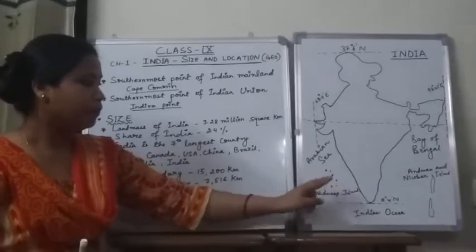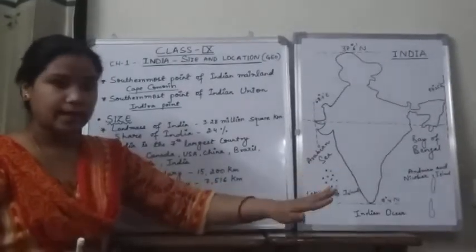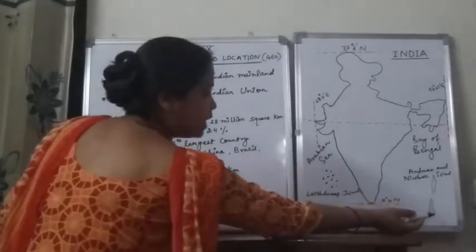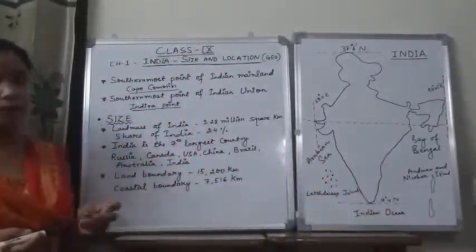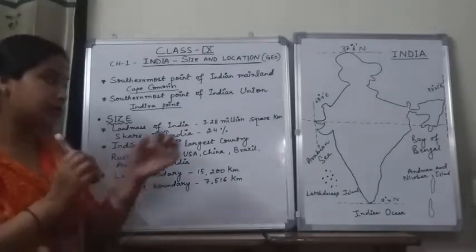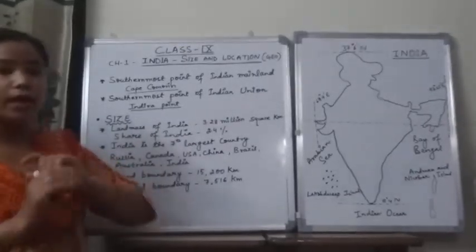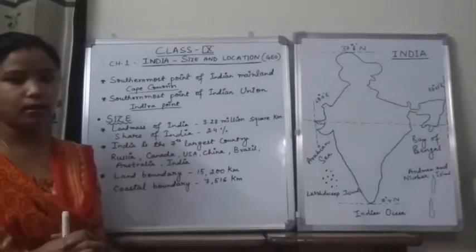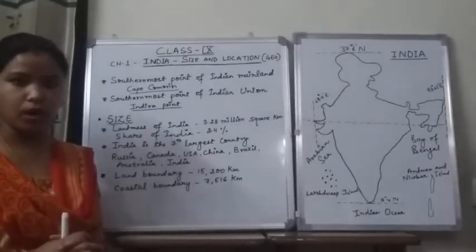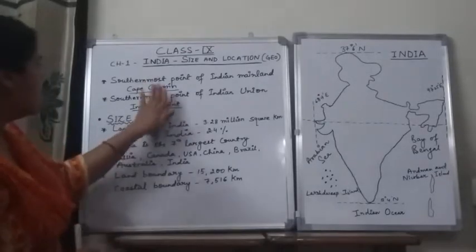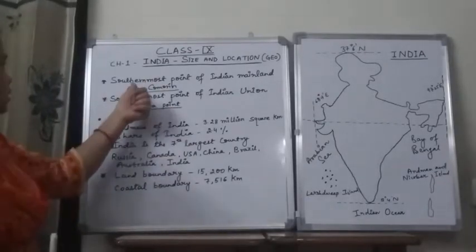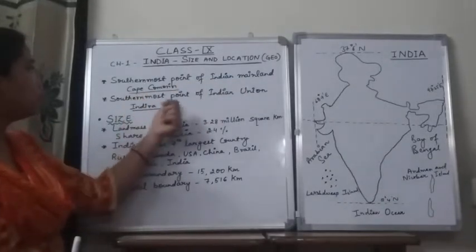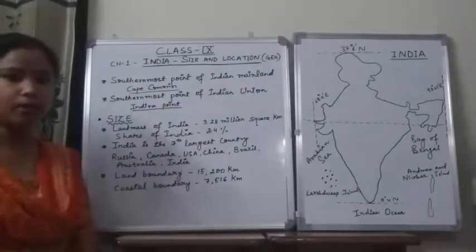so that is why in that case we will give the answer: Indira Point, which is located in the Andaman and Nicobar Islands. Now this Indira Point has been submerged when the tsunami hit in 2004. So you have to just remember that the southernmost point of the Indian mainland is Cape Comorin and the southernmost point of the Indian Union is Indira Point.